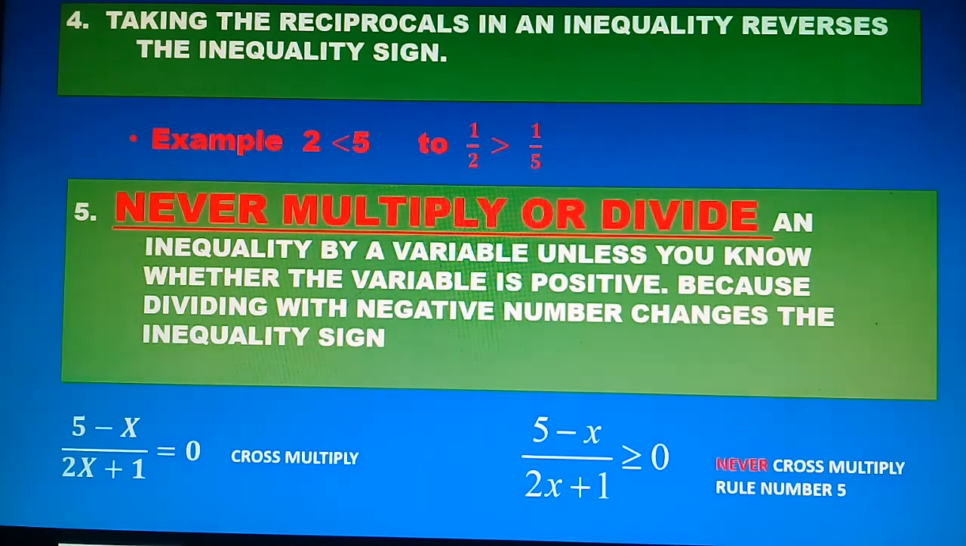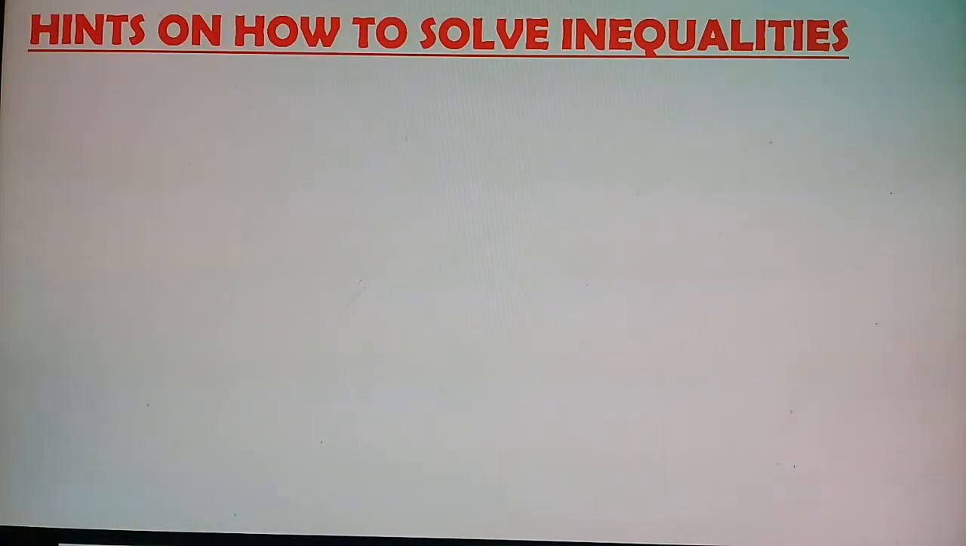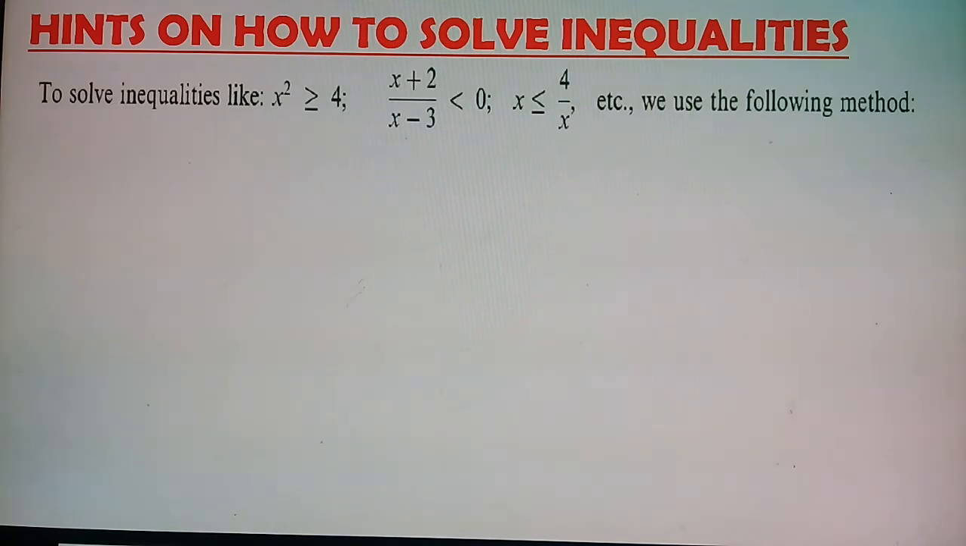Okay, now let's look at the approach: how to approach problems in inequalities. We give you hints on how to solve them. To solve an inequality like x squared greater or equal to 4, or (x plus 2) divided by (x minus 3), or x less or equal to 4 divided by x, etc., we use the following method. Let us follow 5 hints when you solve inequalities. Remember the rules that we discussed above.